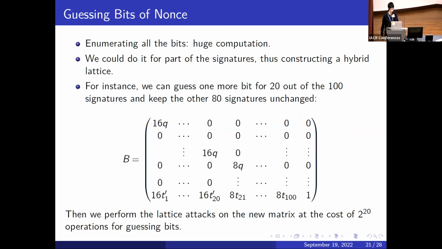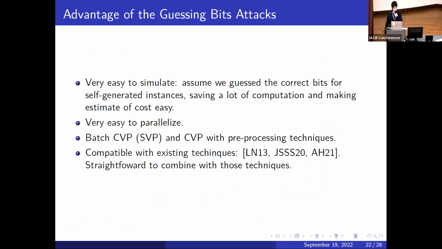However, if we enumerate one more bit for all the signatures, it will become a huge computation, but we can do it for part of the signatures and construct a hybrid lattice. For example, we can guess one more bit for 20 out of the 100 signatures and keep the other 80 signatures unchanged and construct the hybrid lattice like this. And then we perform the lattice attacks on the new matrix at the cost of 2 to the 20 operations for guessing bits. And here are some advantages of our guessing bits attacks.